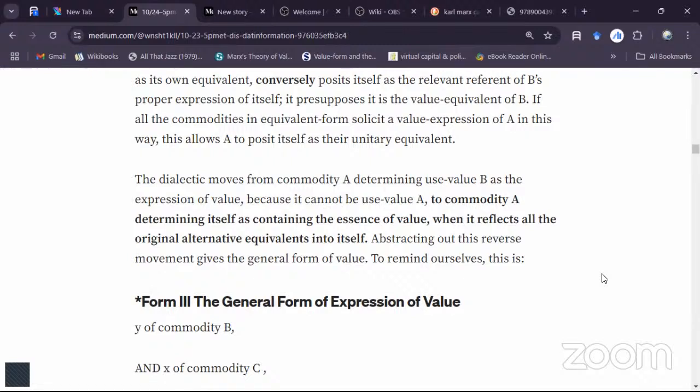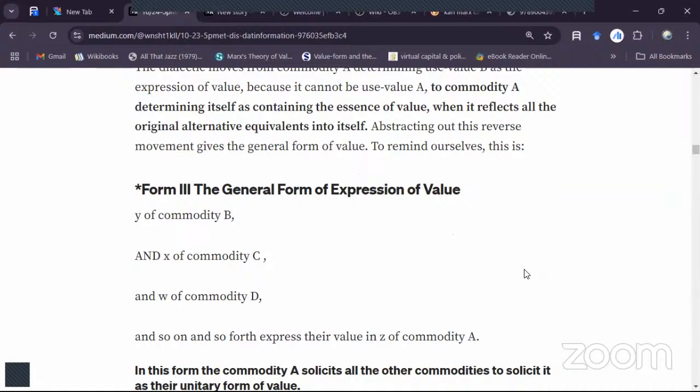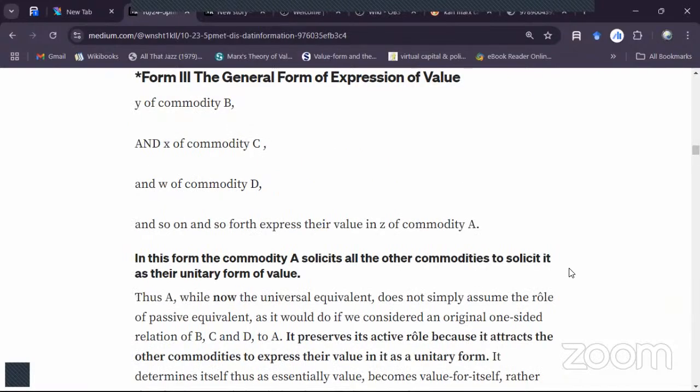becomes a general form. To remind ourselves, this is form 3, the general form of expression of value: Y of commodity B and X of commodity C and W of commodity D, and so on, express their value in Z of commodity A. In this form, the commodity A solicits all the other commodities to solicit it as their unitary form of value. Now, this is a procedural thing that takes a simple binary comparison to something more widely configured. Does this thing do the job that a whole bunch of other things do?